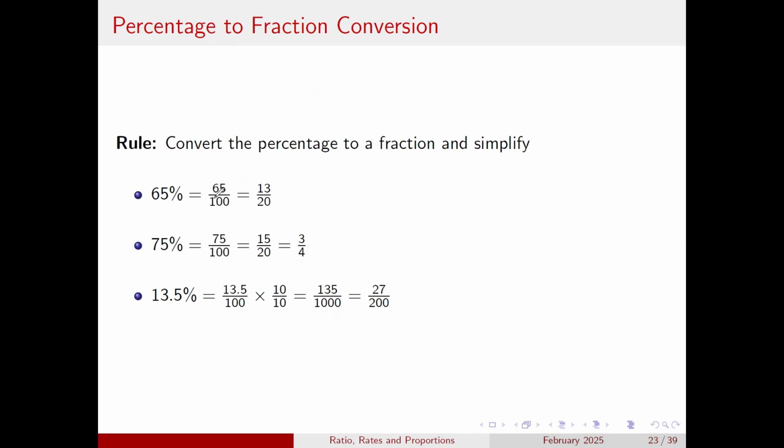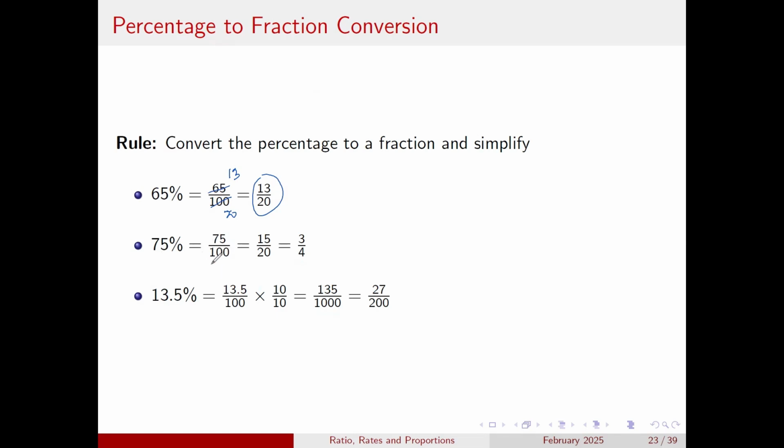So we have 65 divided by 100. We can further simplify this. So we have here 5 can divide 65 to get 13, and it can divide 100 to get 20. So finally, we have 13 out of 20 as our final answer.